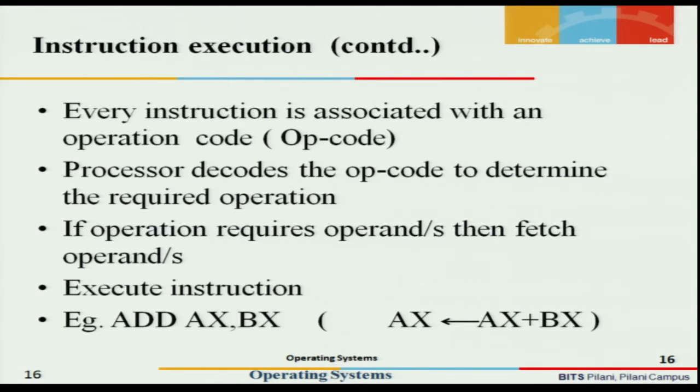We can simply understand that AX and BX are the two operands which are to be added, and a result is to be produced. So we find an instruction ADD. When it is decoded, the system would know that it is an add operation, and the operation performed is that AX is added with BX, and the result is stored in AX. So this is how an instruction would be executed by the processor.